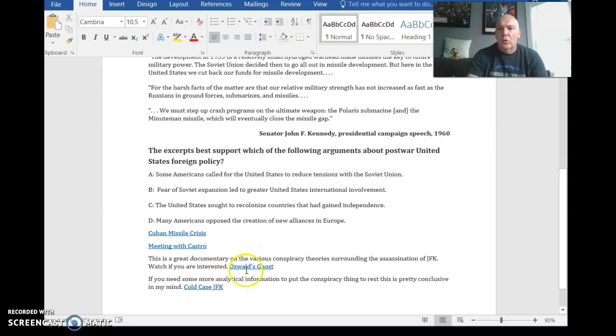These next two are totally enrichment. If you're bored, one's called Oswald's Ghost, that covers all of the conspiracy theories. And the other one is The Cold Case, which kind of forensically disproves all the conspiracy theories. So take a look at them at your leisure. Those are just your assignments for today. So talk to you again tomorrow.